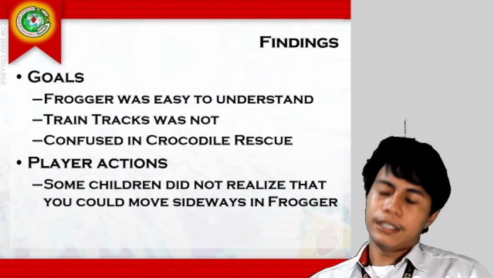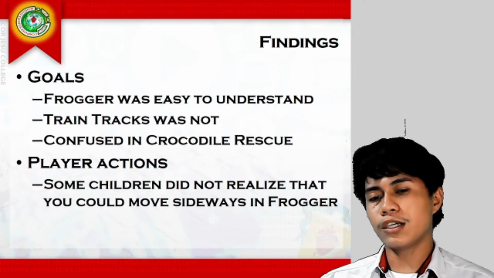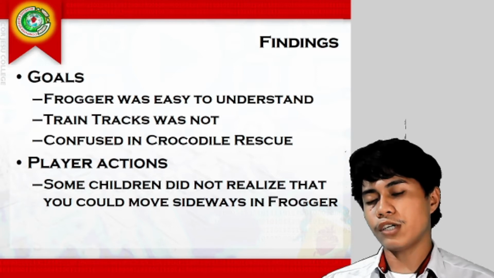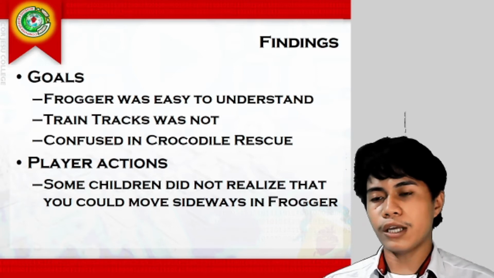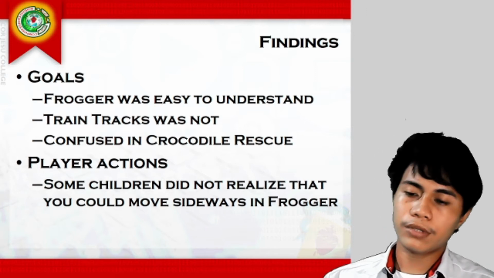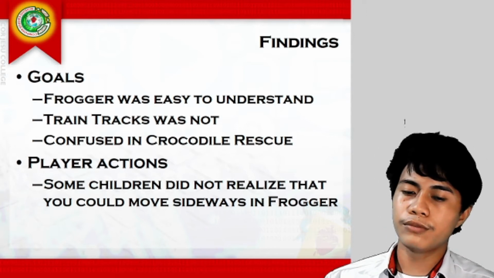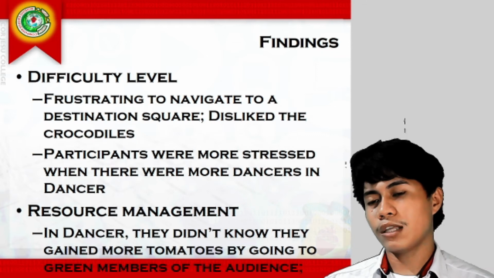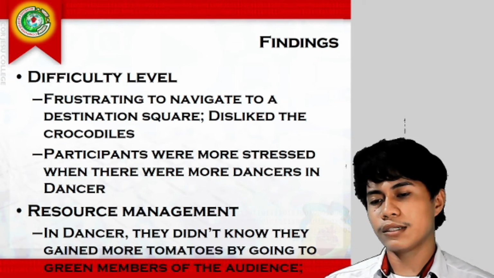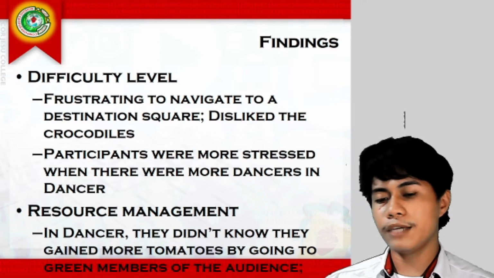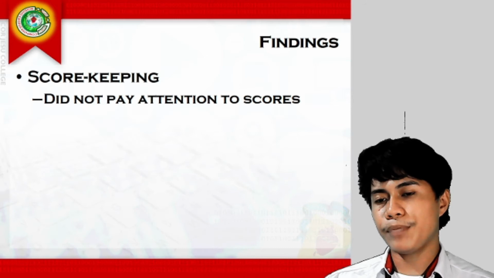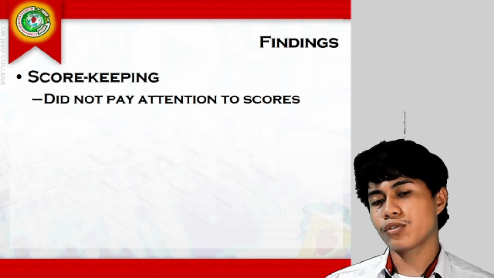So their findings: goals. Frogger was easy to understand. Train Tracks was not confused in Crocodile Rescue. Player actions. Some children did not realize that you could move sideways in Frogger. In the difficult level, children disliked the crocodiles. Participants were more stressed when there were more dancers in Dancer. Resource management. In Dancer, they didn't know they gained more tomatoes by going to green members of the audience. Scorekeeping. The children did not pay attention to scores.